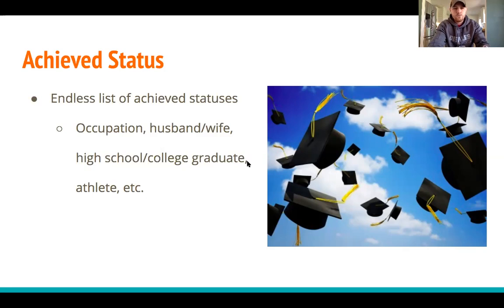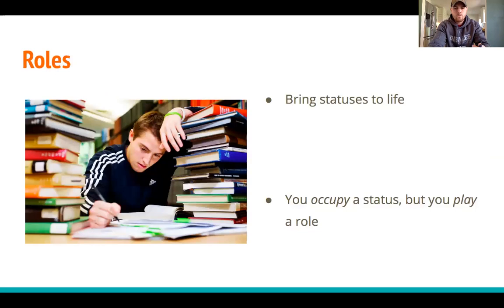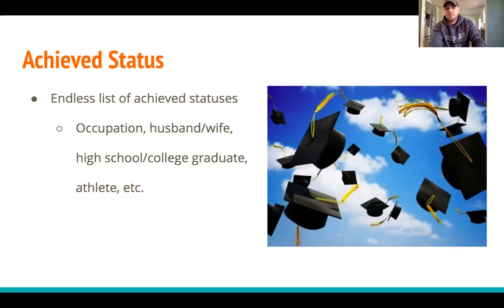Next time I go into notes, we're going to be looking at this concept of role. So I'm not going to get really into it right now. I want to stick just with this concept of status.